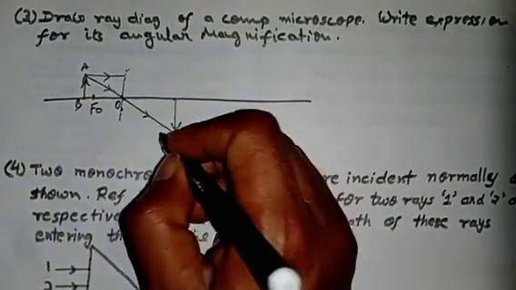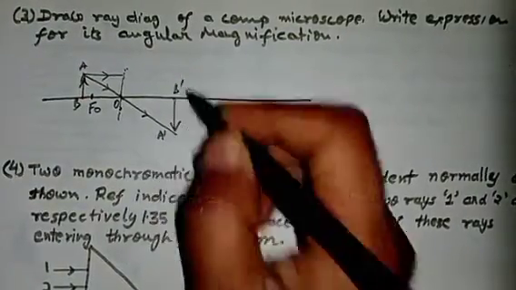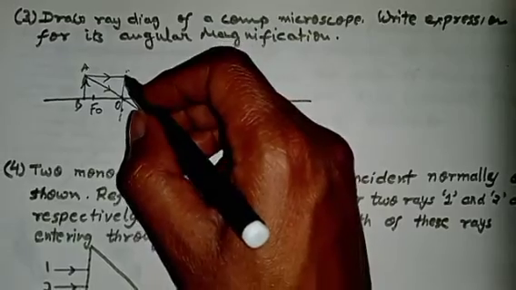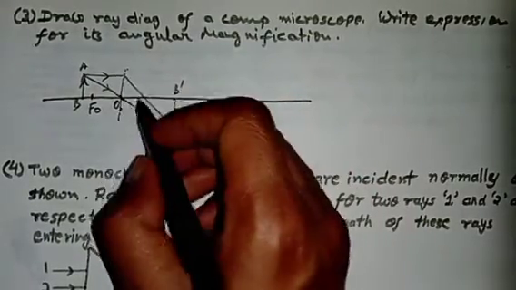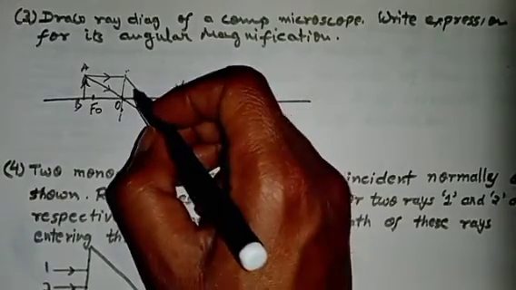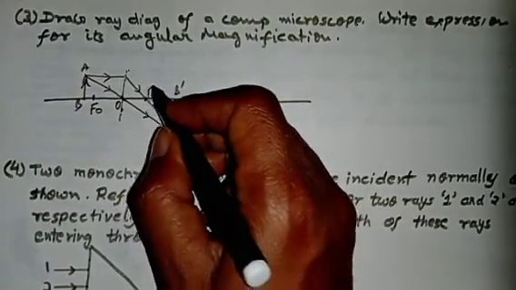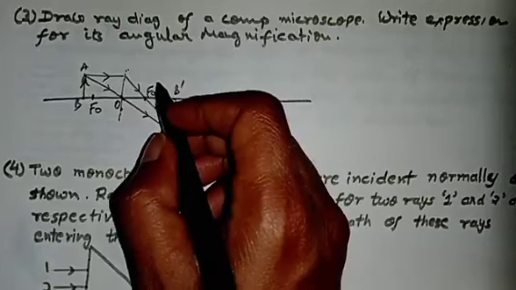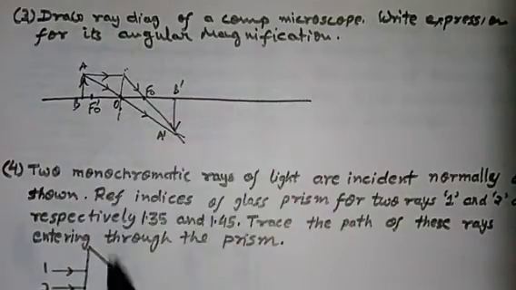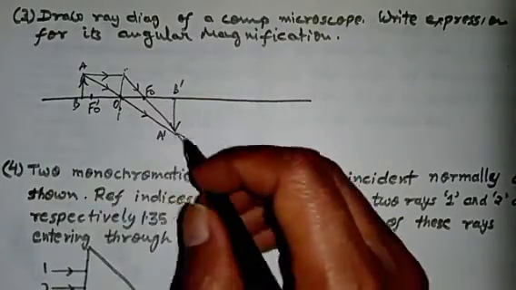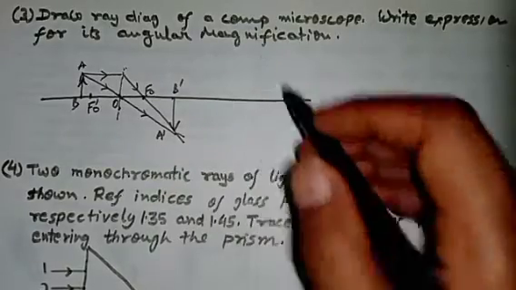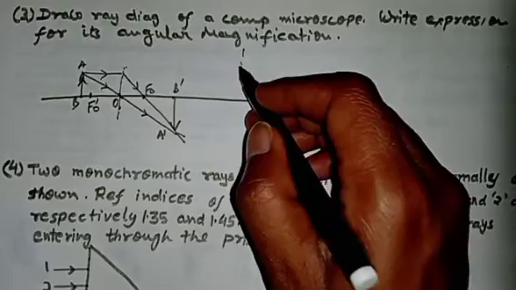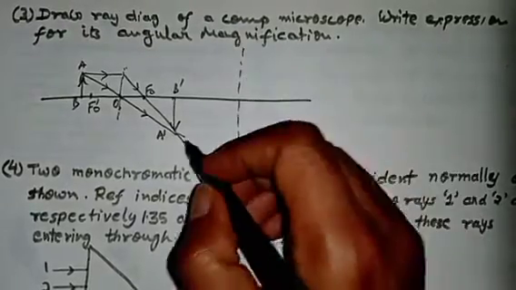AB is the object, A dash B dash is the image formed, and another ray. Remember one thing: let the ray pass the point, and then afterward name it as FO. So put this FO dash, FO prime instead. And now take two more rays to fall on that eye lens. So here we have the eye lens.